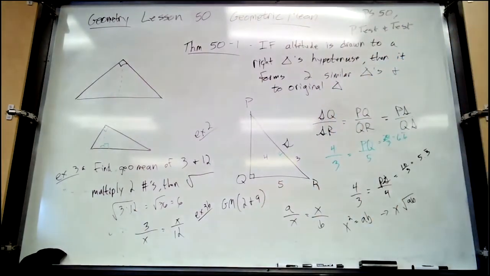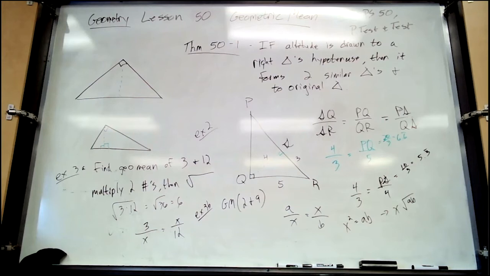What's the geometric mean of 2 and 9? It's not 9. Is it 3? It's not 3. Is it 4? Is it 7? It's 6. Let's follow the directions.